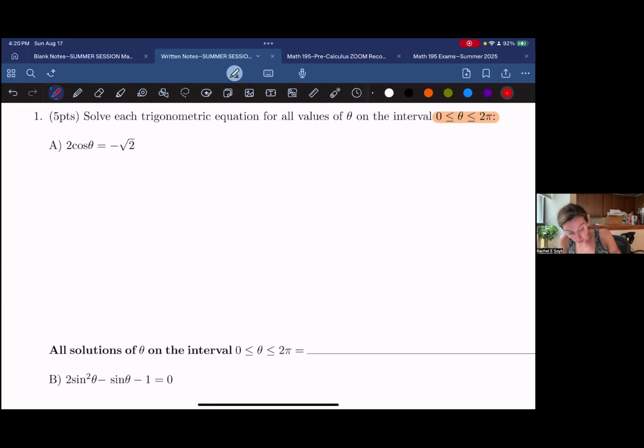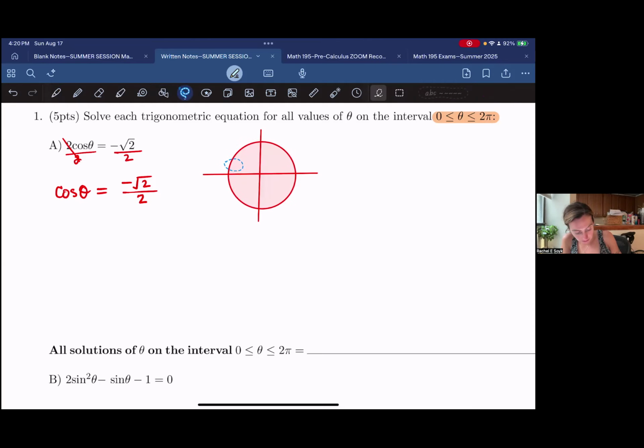So what do we do first? We want to get that cosine theta all alone. So how do we do that? Let's go ahead and divide both sides by 2 so that we have cosine theta is equal to negative square root of 2 over 2, which you want to think into your head, 45 degrees, or some form of 45, aka pi over 4.